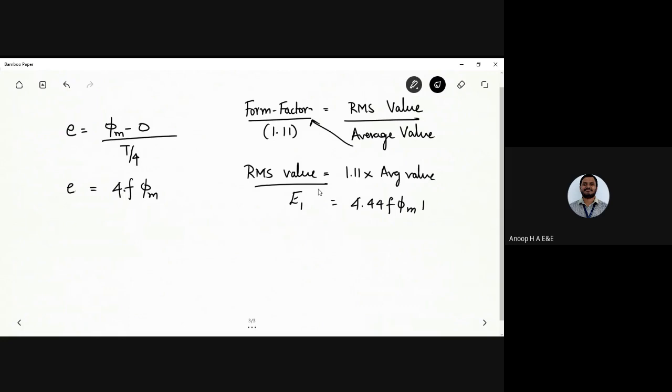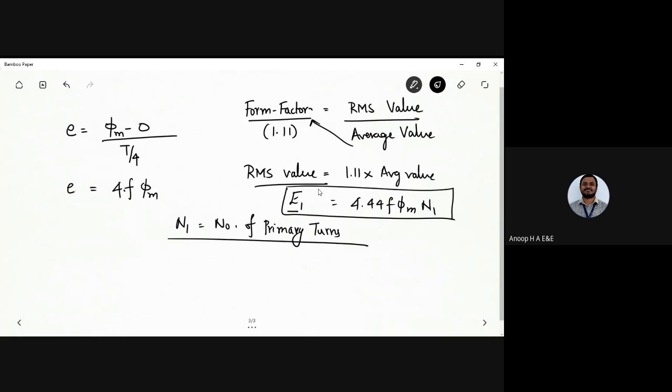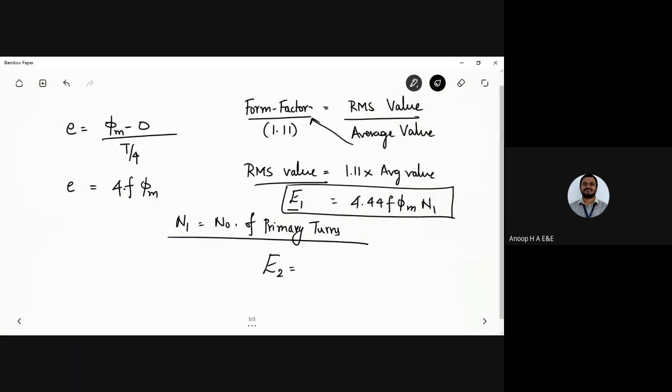If I take E1, that is the EMF induced in the primary turns, where N1 is the number of primary turns. How can you write E2? Anyone in the meeting can tell me how you can write E2? So 4.44 f phi m into N2. Yes, exactly. So I write E1 and E2 like this, E1 is 4.44 f into phi m into N1.